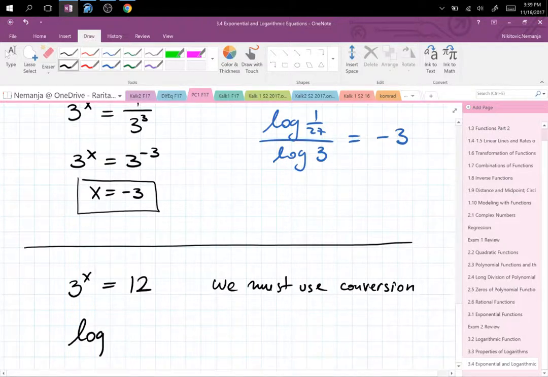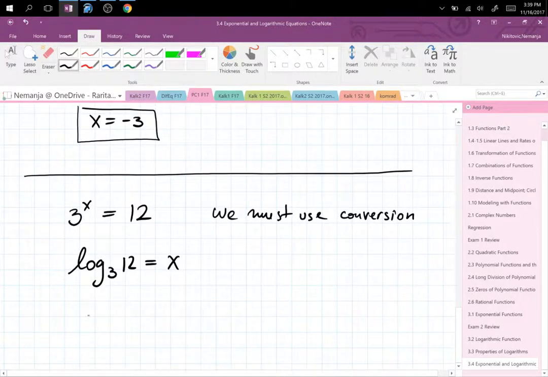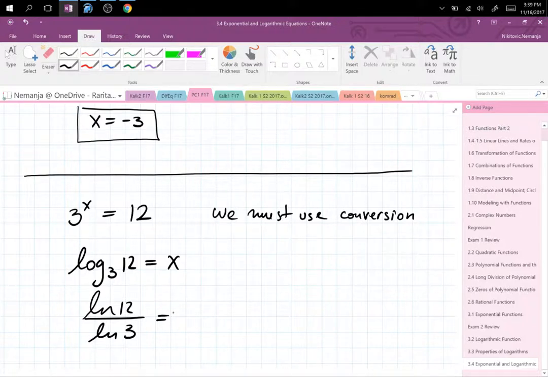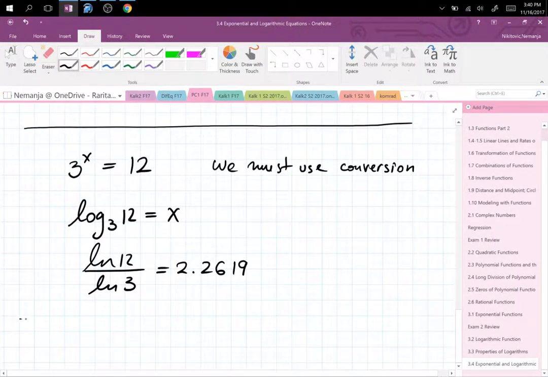So log base 3 of 12 is equal to x. That is ln 12 divided by ln 3, and we calculate that. We know this has to be 2 point something, but we don't know exactly how much. So ln 12 divided by ln 3 is 2.2619. That 5 will change 8 into a 9. And the problem is solved.